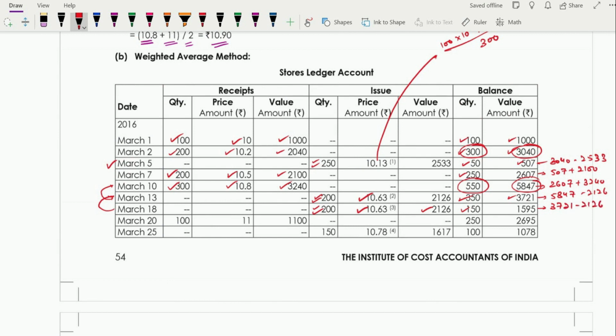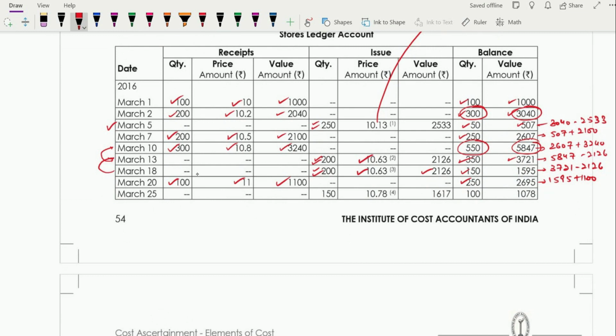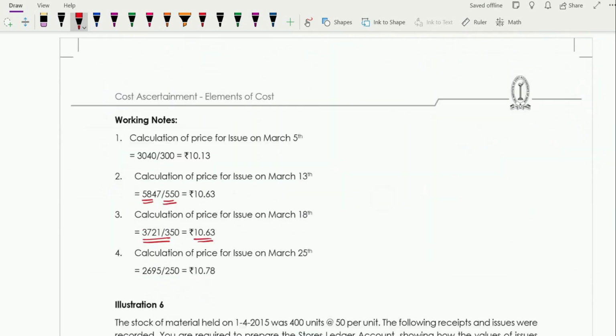On March 20th, you are again receiving 100 units at 11 rupees, 1100, total value 250, and this is 1595 plus the receipt, that is 1100. Now, when you are issuing on 25th, you will see the previous date. Here, how will you calculate this rate? What is 2695? This is the value of the quantity, divided by the quantity, that will give you the value of 1 unit, that is 10.78.